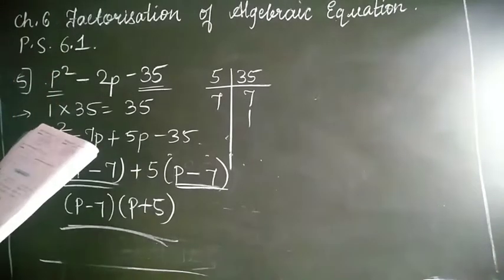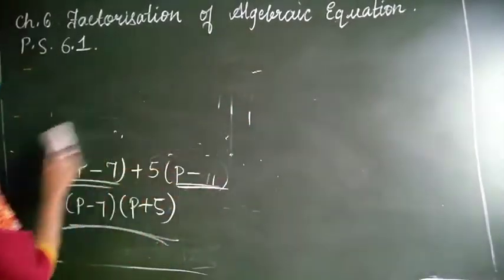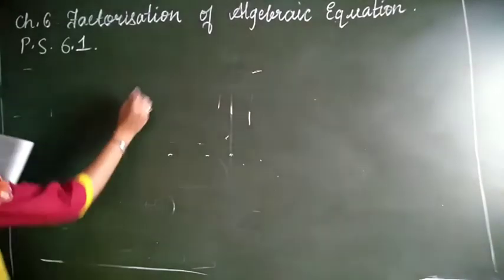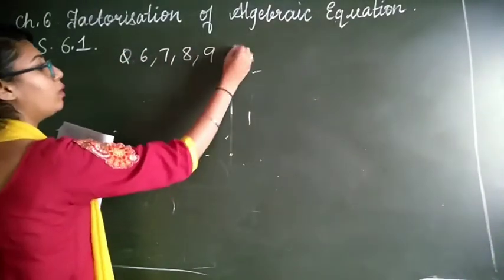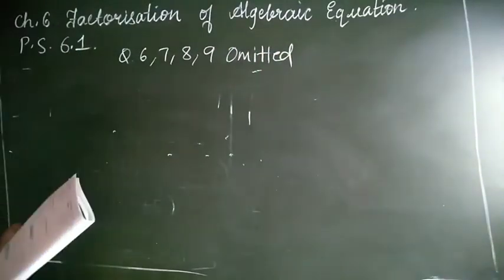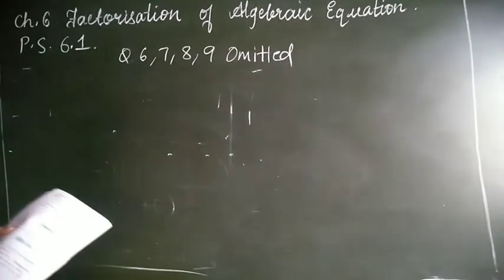Now we will move forward directly to sum number 10, because question number 6, 7, 8 and 9 are omitted. Omitted for this year only. So now we will move forward to example number 10.